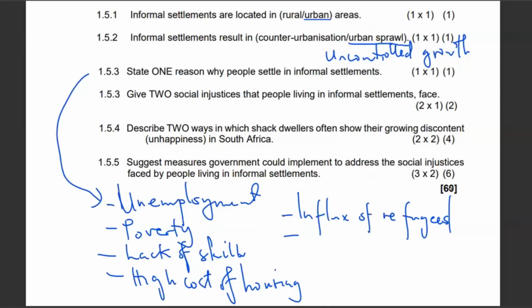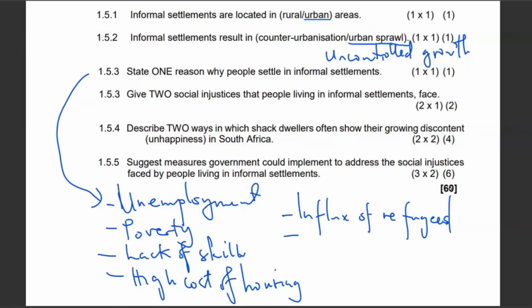Lack of skills will lead to unemployment again. If you don't have the right skills required by employers, it automatically means that you are not employable. And the end result is you don't have a source of income and you opt to reside in the shanty towns. And the high cost of housing. In the formal settlements, the rentals are in some instances very expensive and unaffordable. And for that reason, if the rentals are high, it means people will opt to go and stay where it's cheaper in the informal settlements.